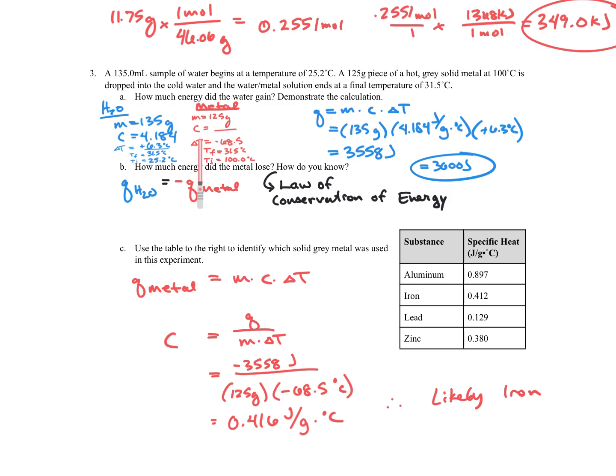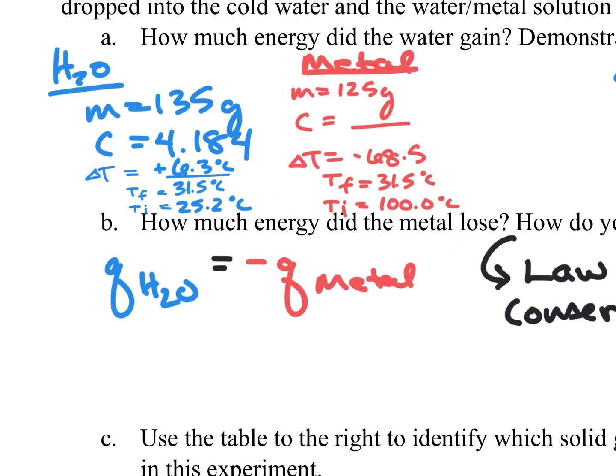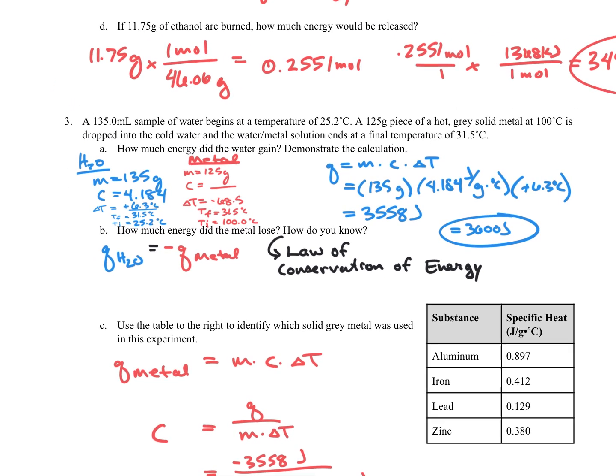And then the temperature change is different for each one, even though the temperature ends at the same point. So the final temperature for both of them should be the same. How much they change by is different for each substance. If you have a calorimetry question, then you can use Q equals mC delta T.